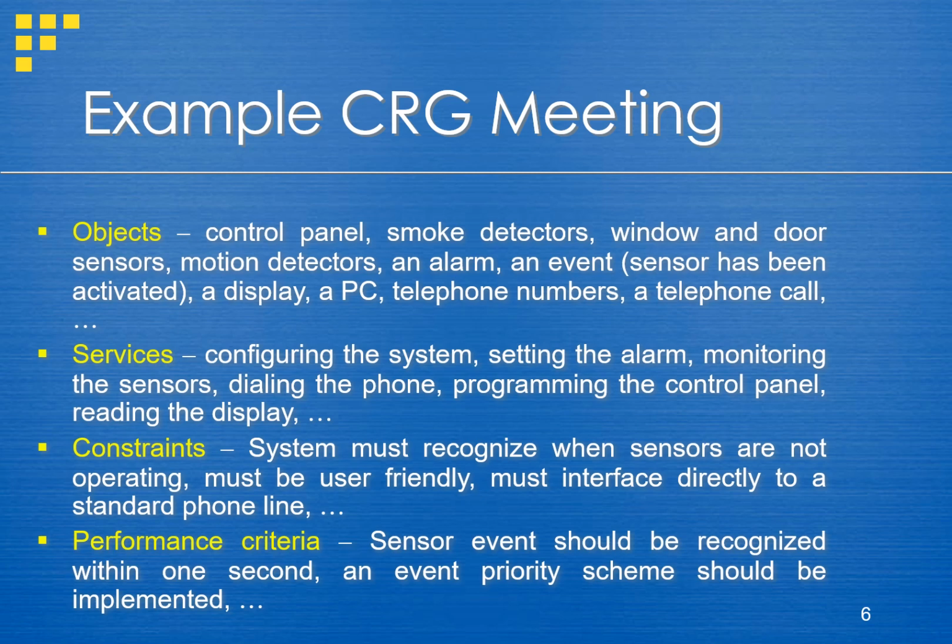That is, which objects are involved in this system development? What are the services offered by that system? What are the constraints or limitations while developing or manufacturing? And what are the performance criteria? On which performance measures are you going to check the performance or accuracy, or the throughput or efficiency of that system?